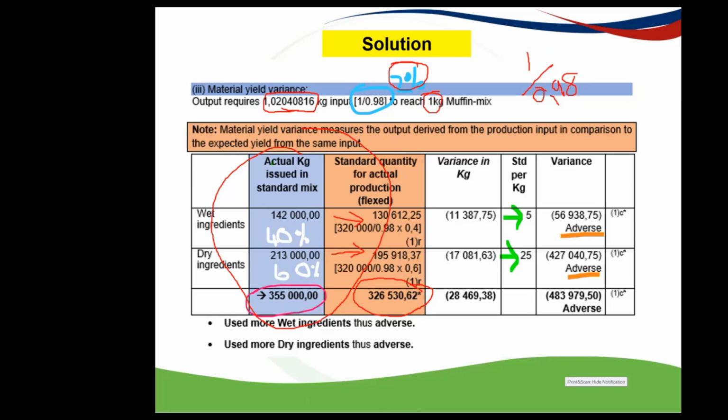in the standard mix. Okay, so for wet ingredients, I can see I used more of the wet ingredients, and therefore it's adverse. And then for the dry ingredients, I used more of the dry ingredients, therefore it's also adverse. Okay, and then I multiplied with my standard cost per kilogram. So what's important here is when you're looking at your yield is it looks at how much did I have to put in to get to my actual output.